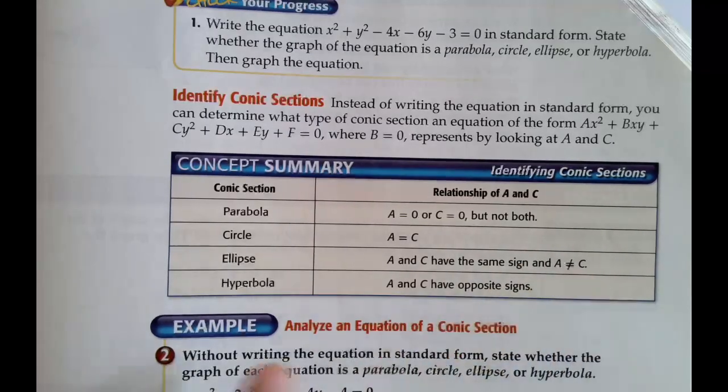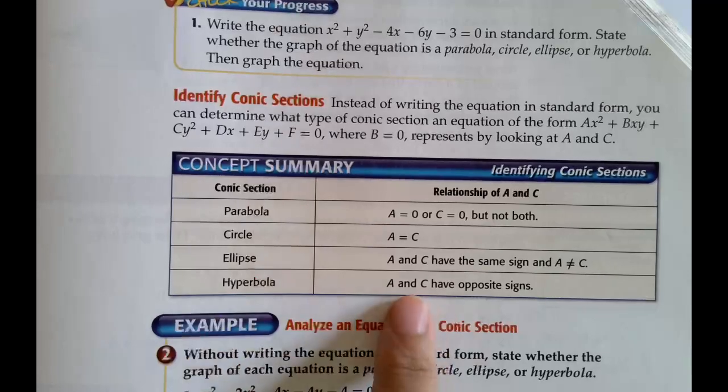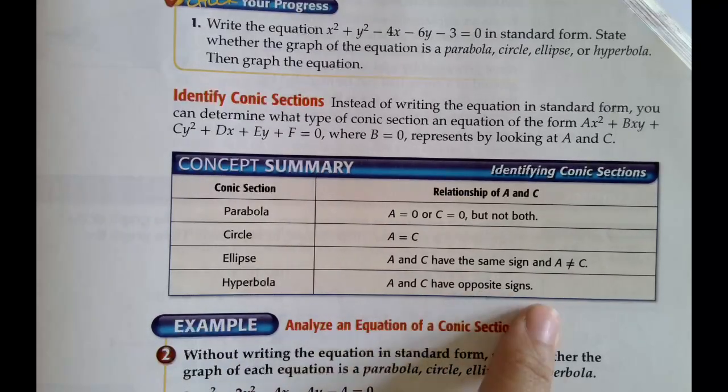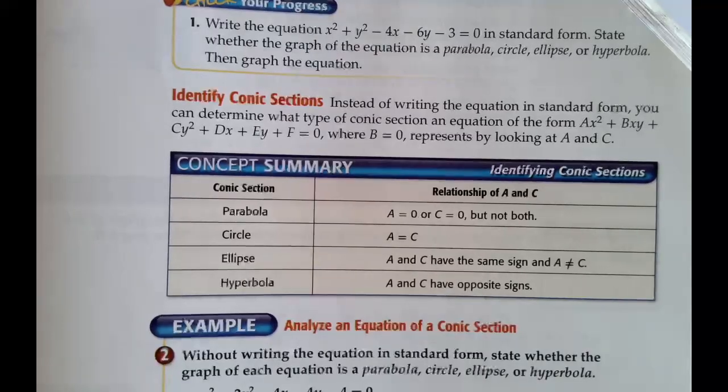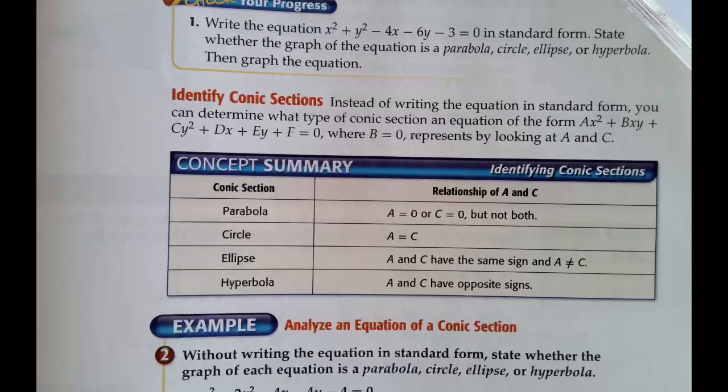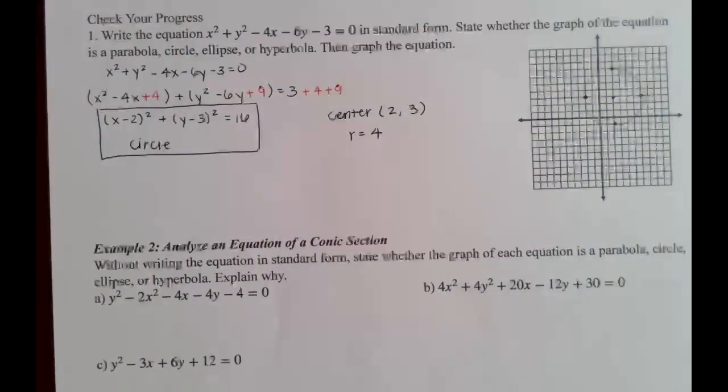It's going to be a hyperbola if A and C have opposite signs, because it'll be one subtracting the other, whether it's x squared minus y squared or y squared minus x squared. Okay, and there you go. So now let's try it out.